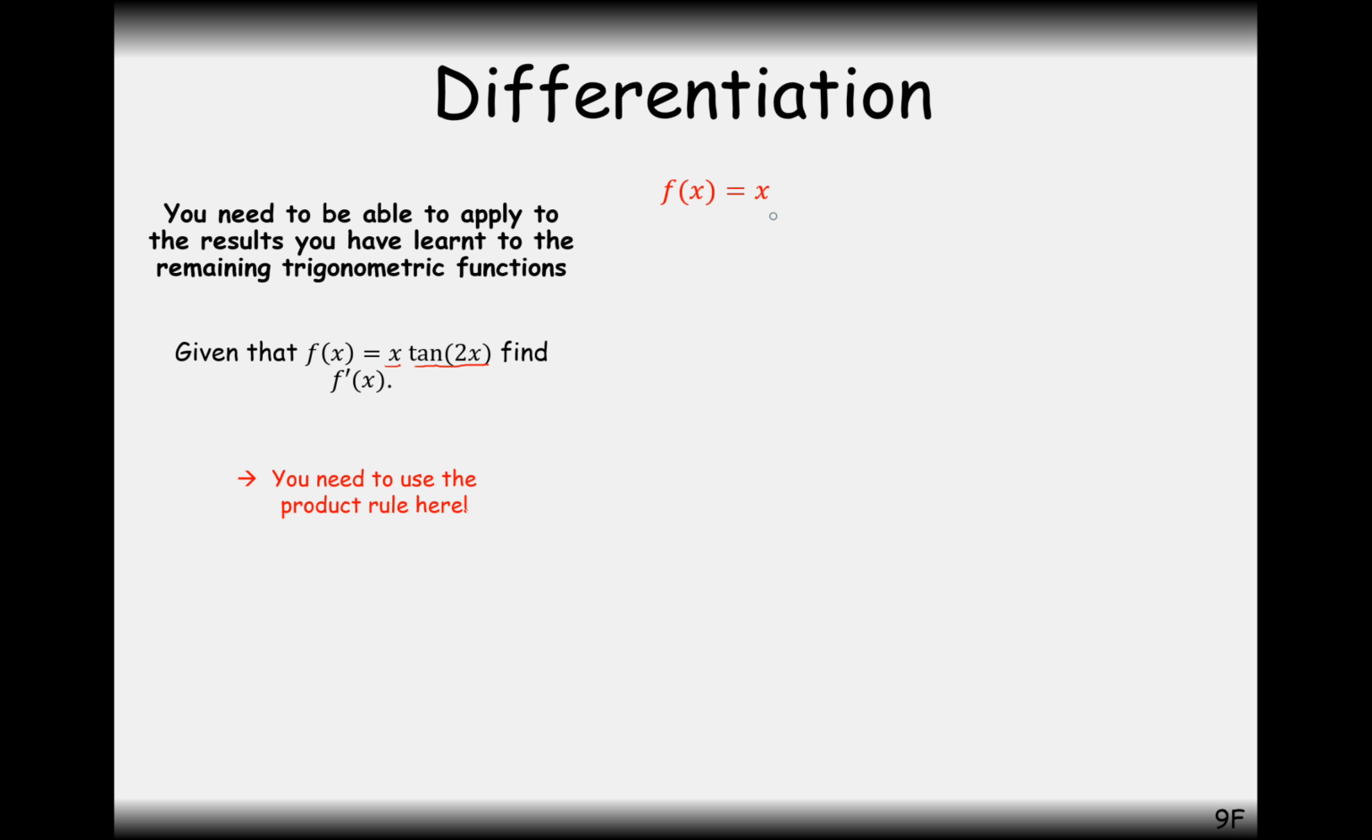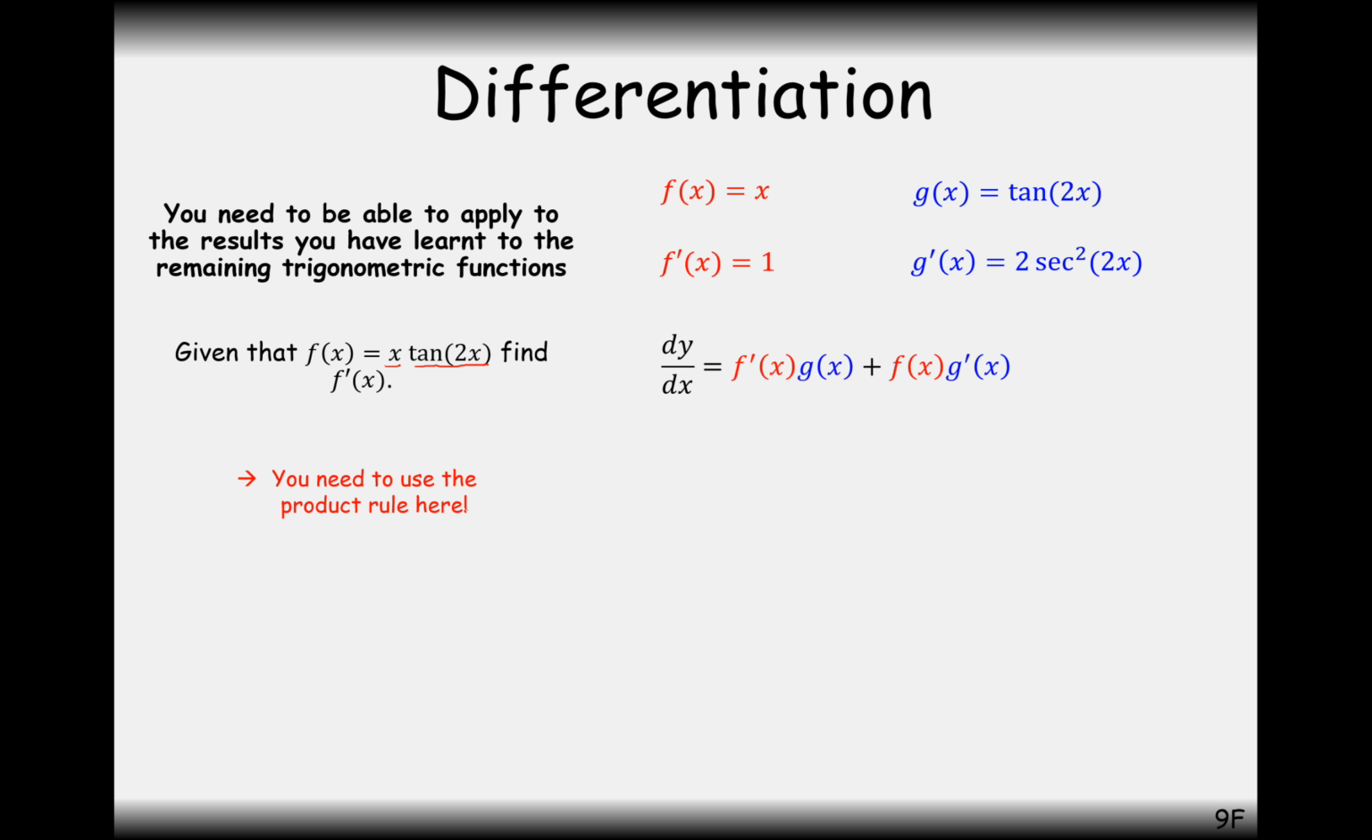F of x equals x, that's the first function I mean, not the whole function, don't get confused with the notation here. F of x I'm referring to just as the first part of this function. Differentiate it because you'll need that in your answer. The g function is the second part of the function, and we can use the formula booklet here. This will give us 2 sec squared 2x.